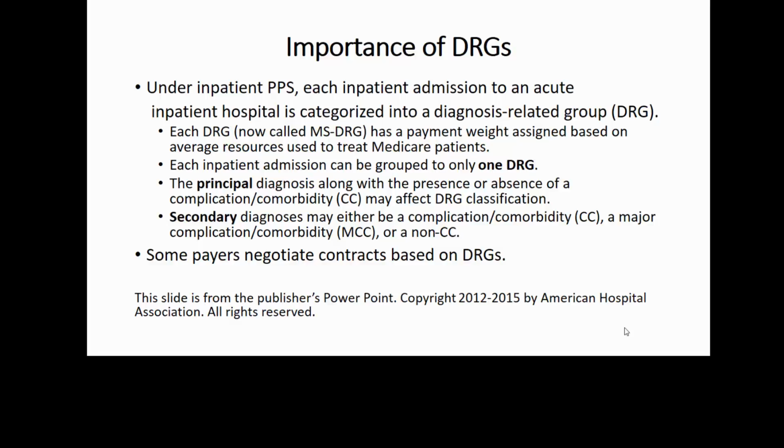The principal diagnosis, along with the presence or absence of a complication or comorbidity, may affect that DRG classification, and secondary diagnoses can also affect the classification if they are an MCC or a CC. That's why it's important when you're looking in your code book and you have those little symbols over on the right for the CC or MCC, that if you capture something the patient has that's going to affect the DRG, you want to be sure and do that.